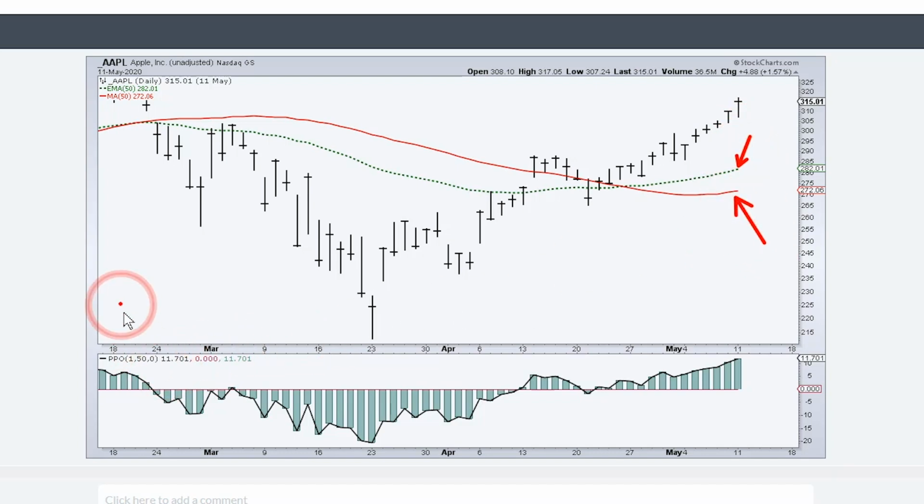And I've also got the PPO 150 in the indicator window. That basically turns positive when price is above the 50-day EMA, and negative when price is below the 50-day EMA, because the PPO is based on EMAs.